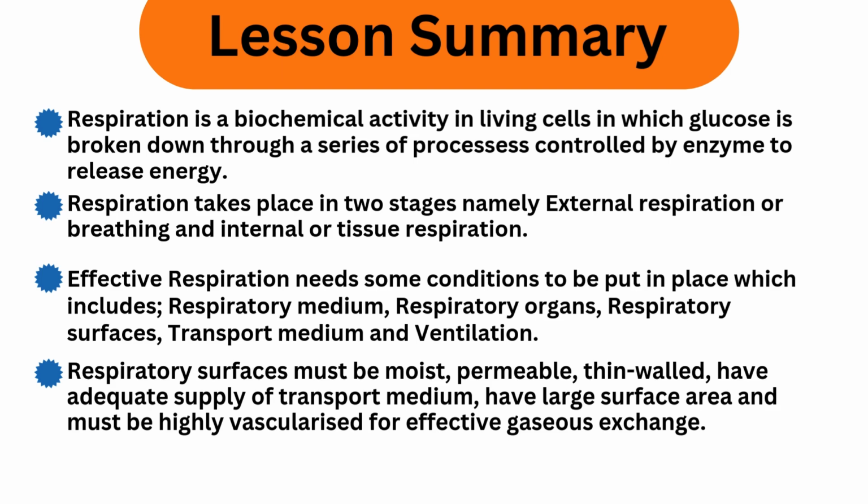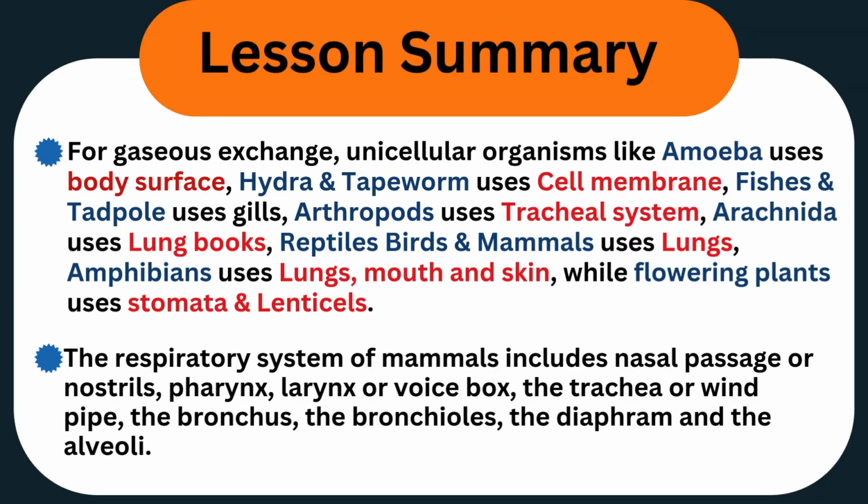Now let's take a look at the summary of the lesson. In this lesson, we have learned that for respiration to take place, it involves two stages: external respiration or breathing and internal or tissue respiration. Respiratory surfaces must be moist, permeable, thin-walled, have an adequate supply of transport medium, have a large surface area, and must be highly vascularized for effective gaseous exchange. Different organisms use various mechanisms for respiration, which are highlighted in this lesson. You may want to go back to check on these different mechanisms.